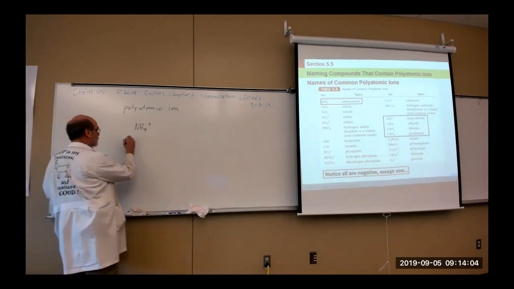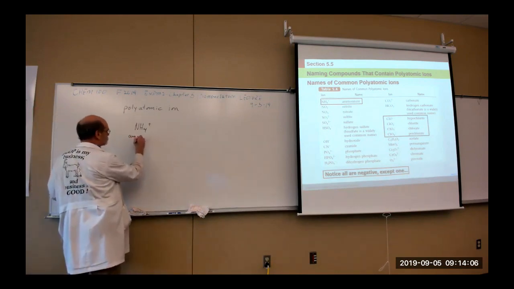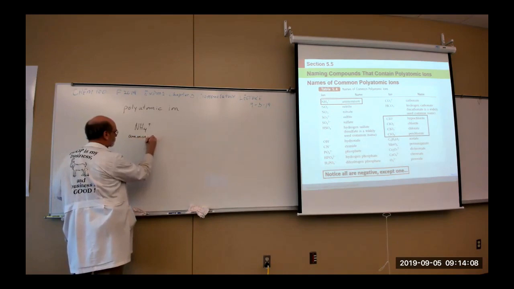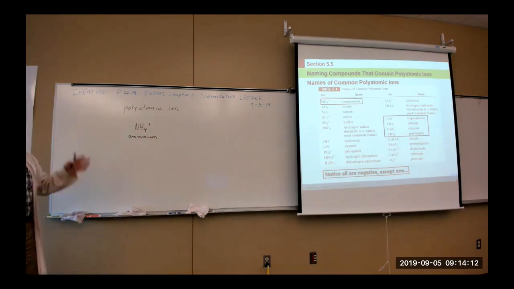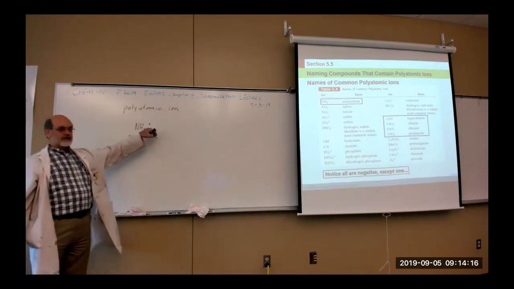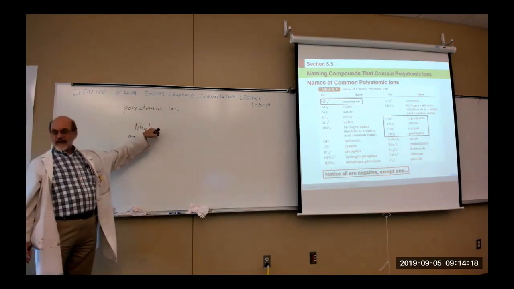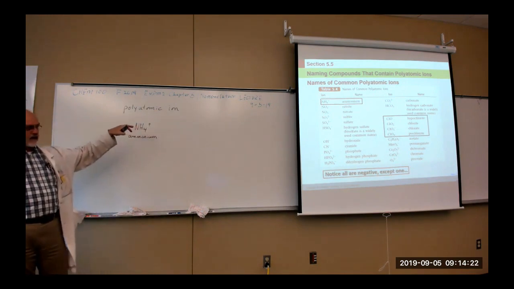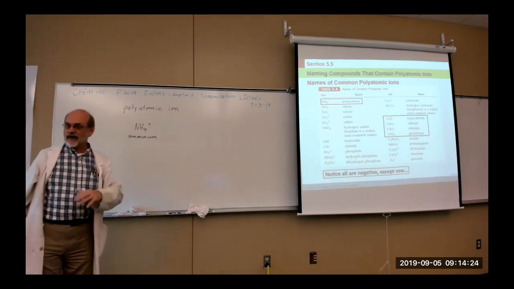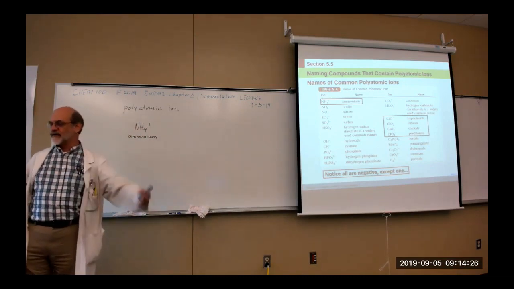And this one has a special name. Ammonium. Now, where would that go in the name of a compound? First, right? Yeah, because it's a cation. It would never come second. Whereas the rest of them are all anions. They always come second in the name.